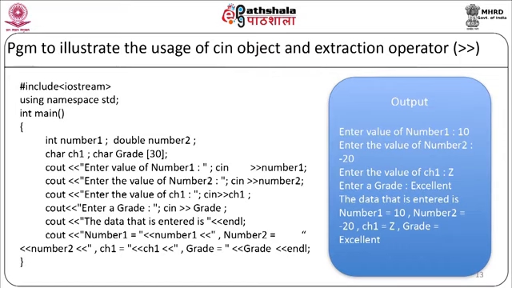When the above code is compiled and executed, it will produce the result: enter the value of number1, suppose the entered value is 10; enter the value of number2, that is minus 20; enter the value of ch1, suppose the entered character is z; and enter a grade, suppose the grade entered is excellent, because grade here is a character array. Then it will display the message: the data that is entered is number1 = 10, number2 = -20, ch1 = z and grade = excellent.